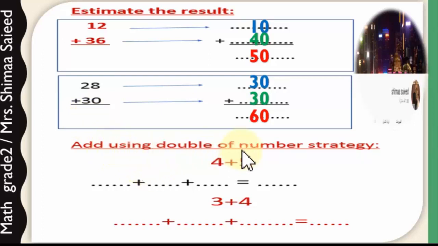Now add using double of number strategy. Double of number strategy. You know that 4 and 5 are two consecutive numbers.